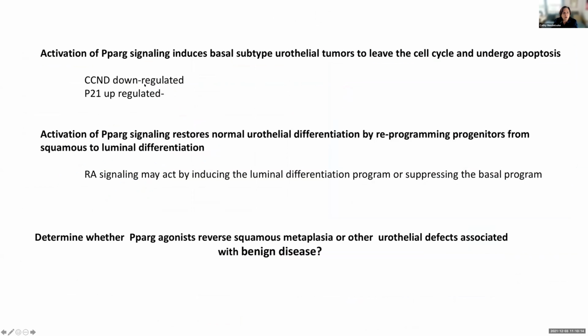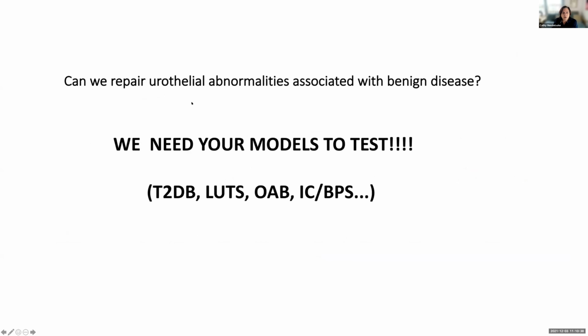So in summary, what we see is cyclin D1 down, P21 up. So this is probably part of the mechanism that kills the squamous, the basal subtype tumors. But we also see RA signaling downstream, which may be important in the luminal differentiation program, or alternately for suppressing the basal program.